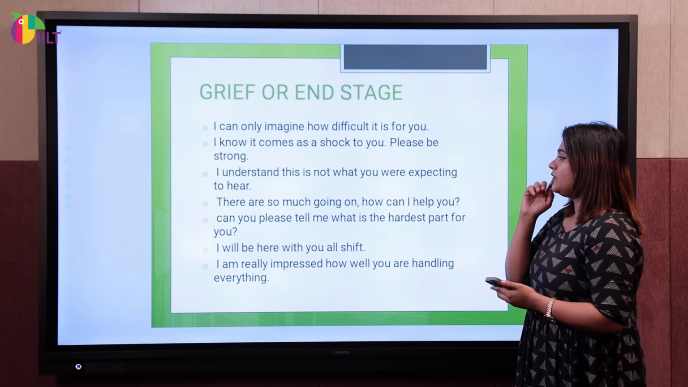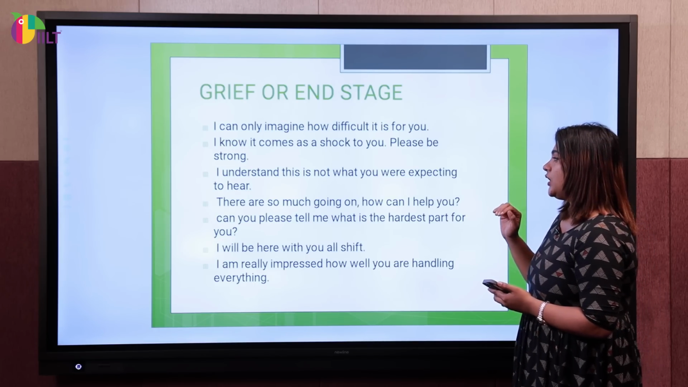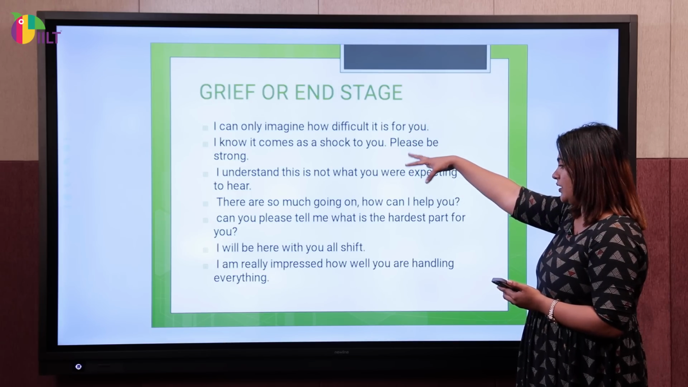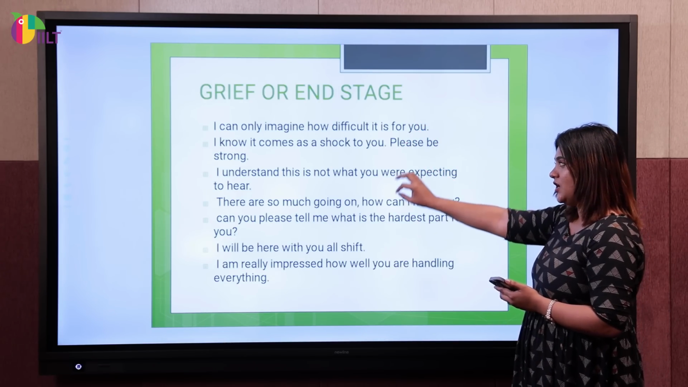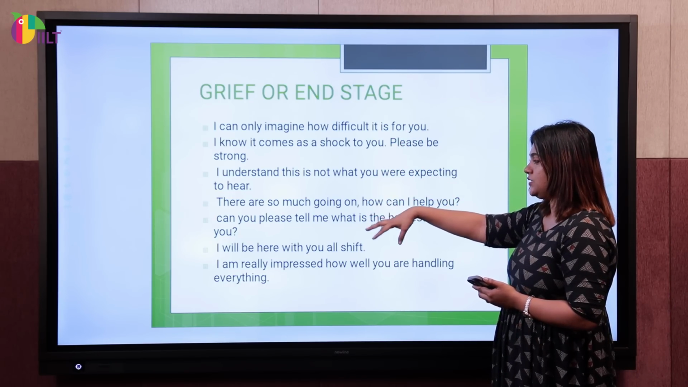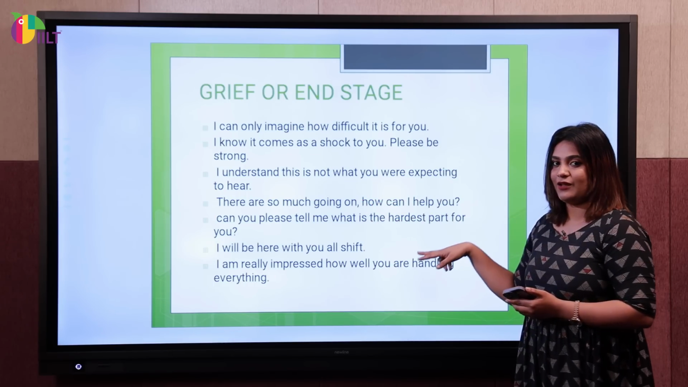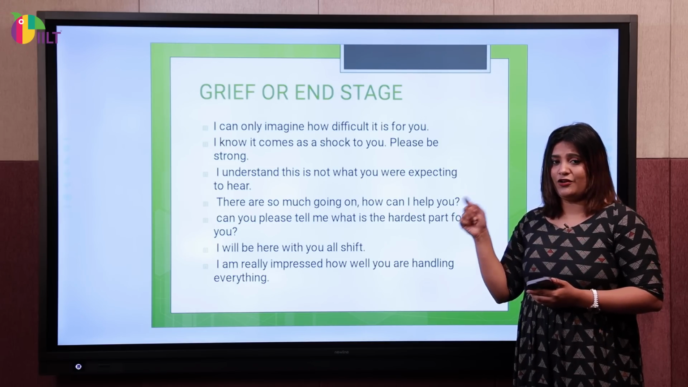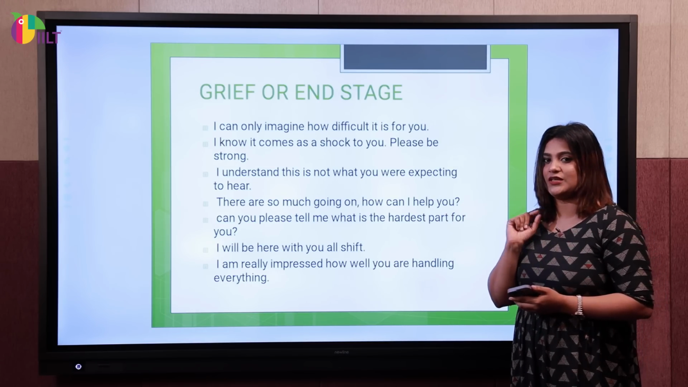The next one, there is so much going on, how can I help you? I would say these three, you can use for grief. I'm not saying that you cannot use these elsewhere, but these three will be more appropriate for the grief part, and this one would be more appropriate for the end stage. There is so much going on, how can I help you, which means when you deal with an end stage patient, the patient is going through a lot of problems, a lot of fights. So you can say, there is so much going on, how can I help you? You can use that.